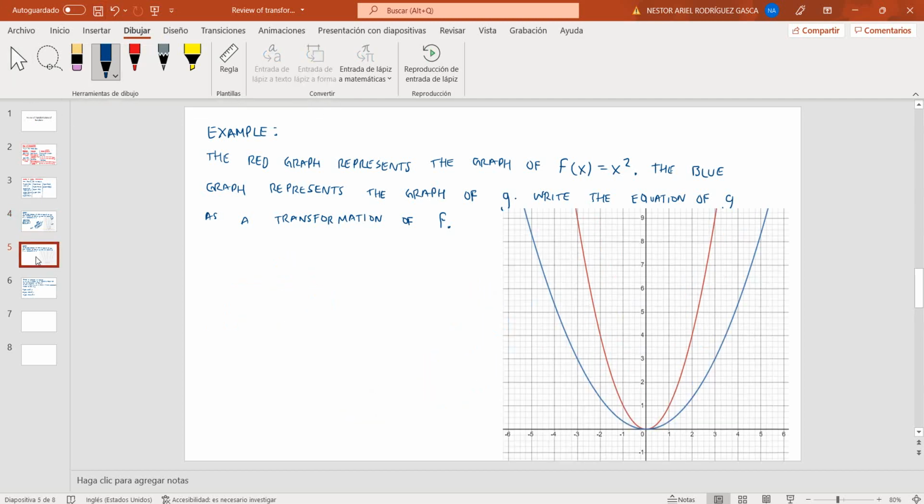Let's see one more of this. So same exercise. The red one is the original function f, and the blue one is the transformed function g. So my suggestion is to pause the video and try to write the equation of g, which is the transformation of the function f. Pause, take some minutes, and then come back.